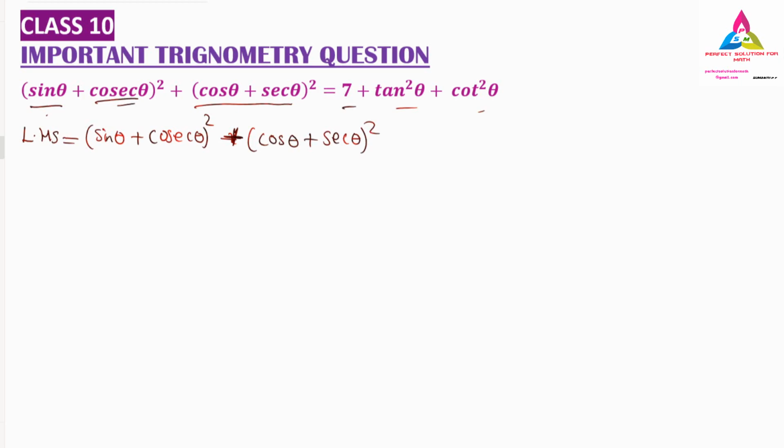For further continuation, I have told you not to change this cosecant theta in terms of sin theta. So directly we will use the a plus b the whole square formula. What is the a plus b the whole square formula? That is a square plus b square plus 2ab. That is the formula that we will apply on this.